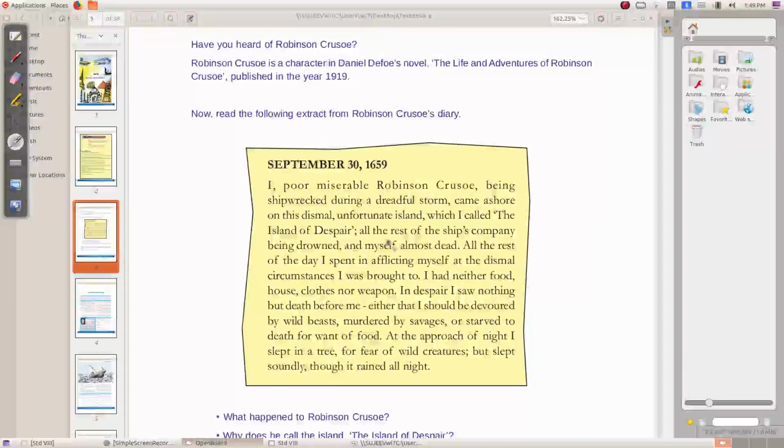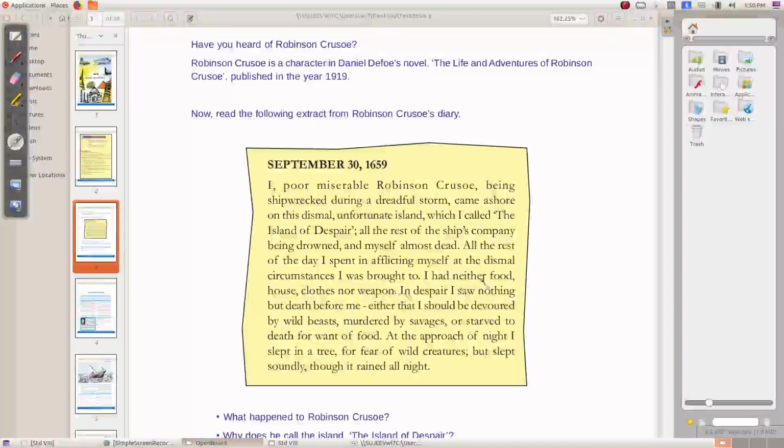Island of Despair. "All the rest of the ship's company being drowned," all his company got drowned in the water, "and myself almost dead. All the rest of the day I spent in afflicting myself under dismal circumstances." All the day I was just telling myself, oh, don't worry, be happy. And we have to say that now also, even though school is not functioning and the disease corona is everywhere, don't lose your confidence. So always what you have to do is comfort yourself. "At the dismal circumstances I was brought to, I had neither food, house, clothes, nor weapon."